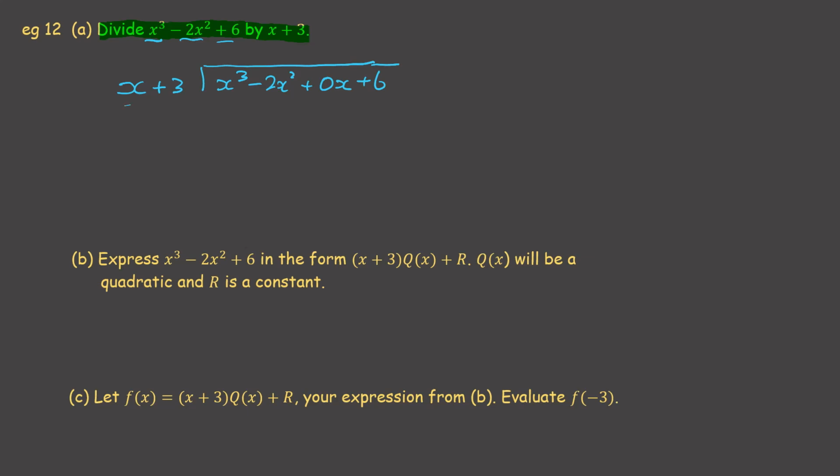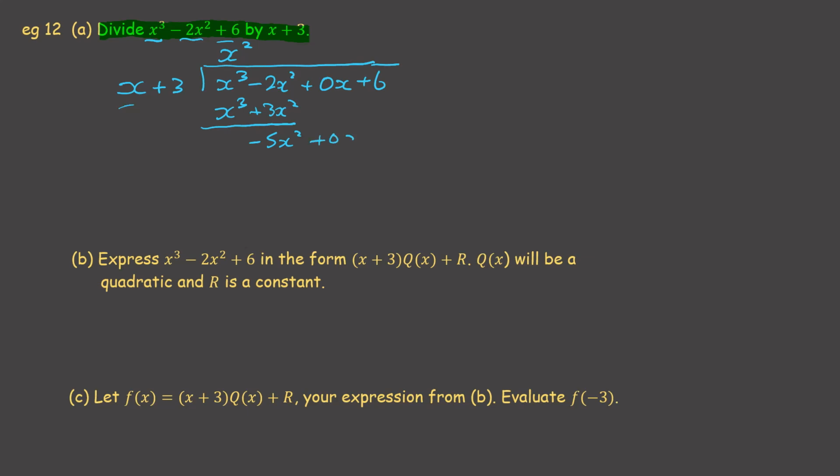Now, what do we multiply x by to get x cubed? You multiply it by x squared. Then multiply the x squared by x and 3, and we get x cubed plus 3x squared. Now subtract, and we'll get negative 5x squared.